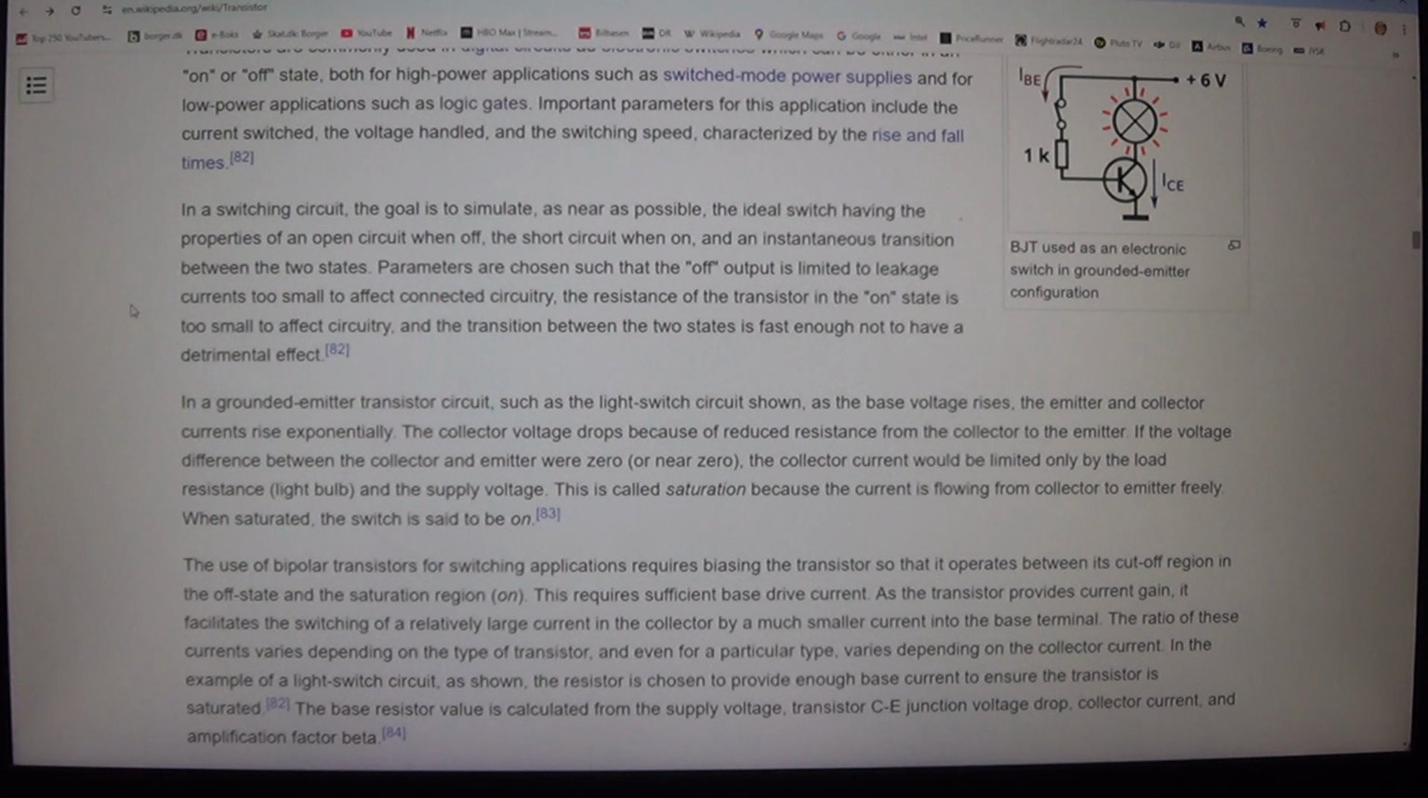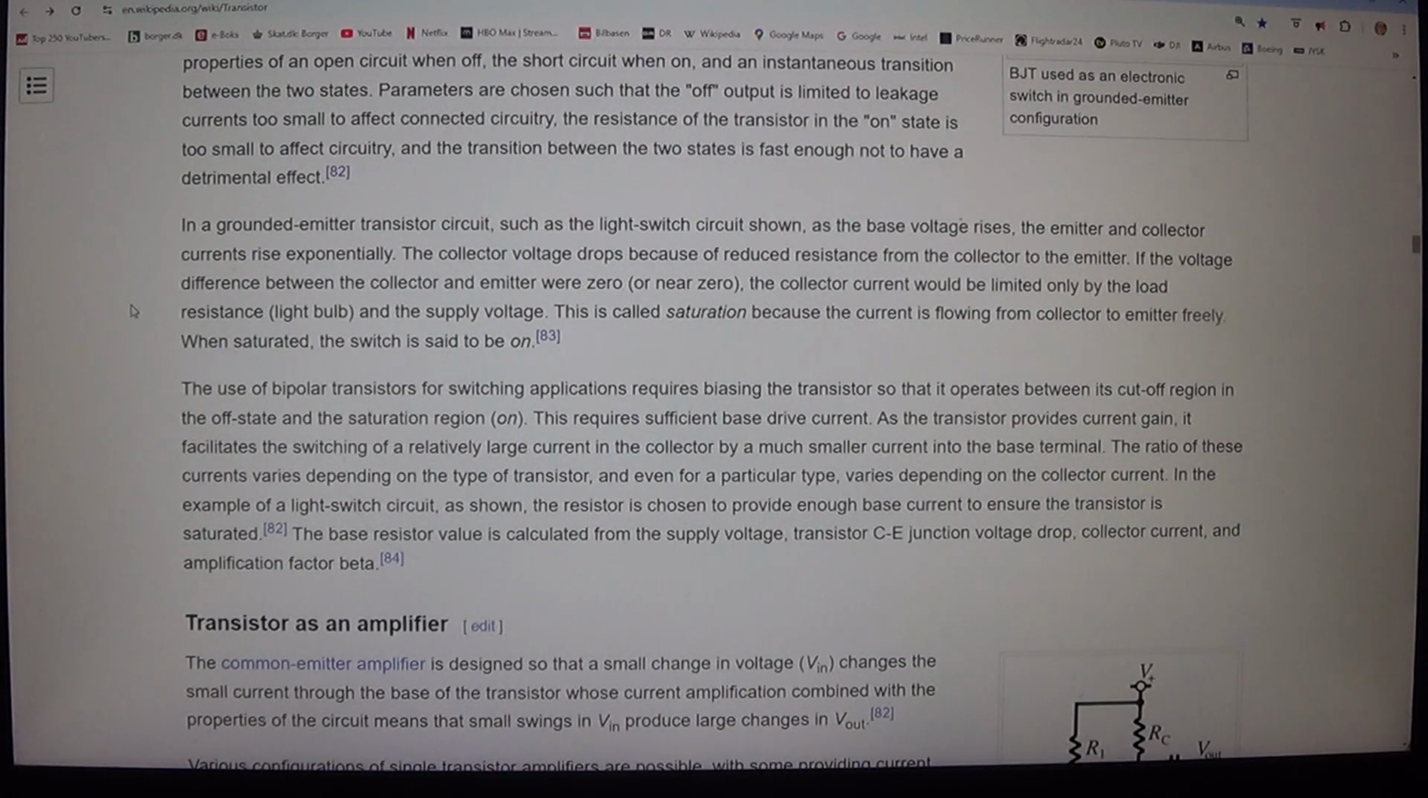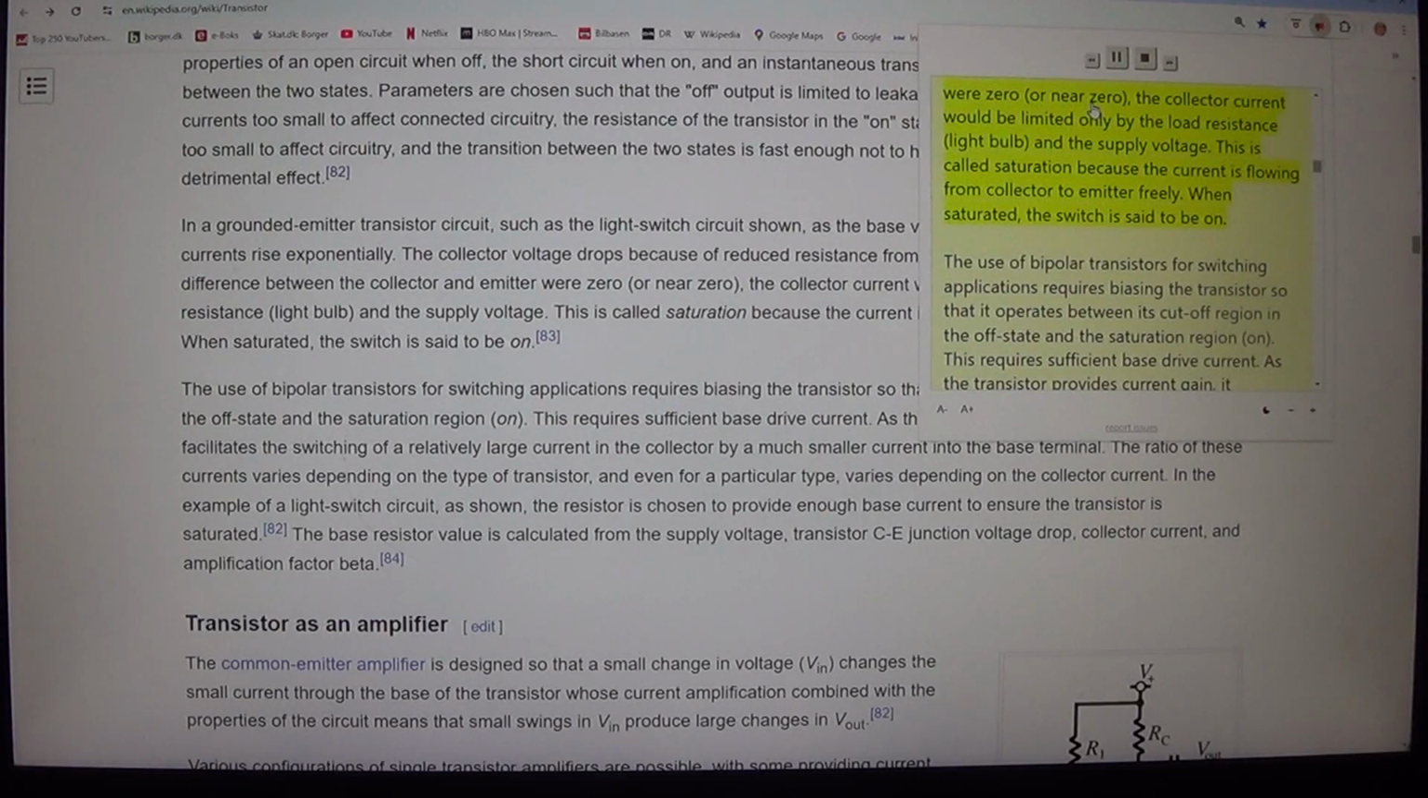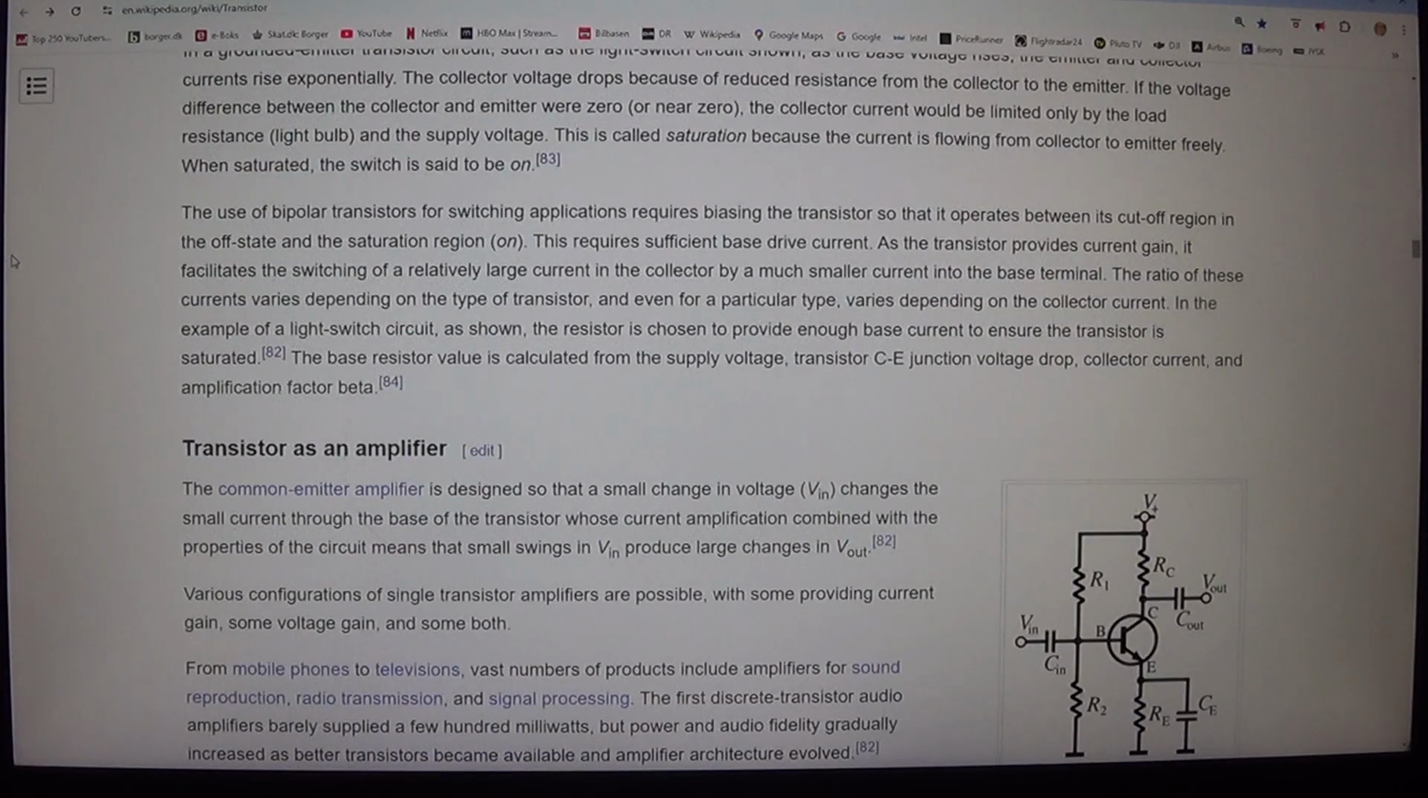In a grounded emitter transistor circuit, such as the light switch circuit shown, as the base voltage rises, the emitter and collector currents rise exponentially. The collector voltage drops because of reduced resistance from the collector to the emitter. If the voltage difference between the collector and emitter were zero, or near zero, the collector current would be limited only by the load resistance, light bulb, and the supply voltage. This is called saturation because the current is flowing from collector to emitter freely. When saturated, the switch is said to be on.